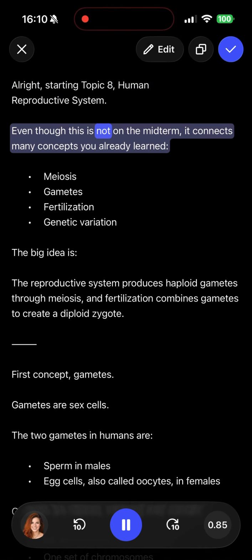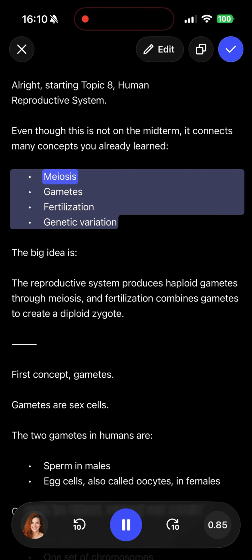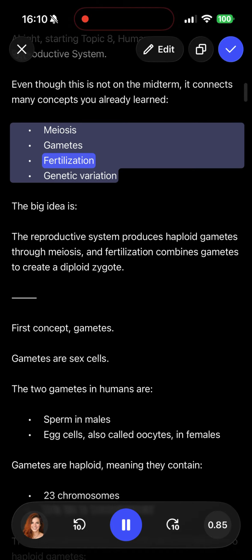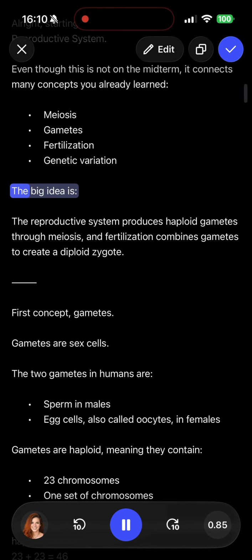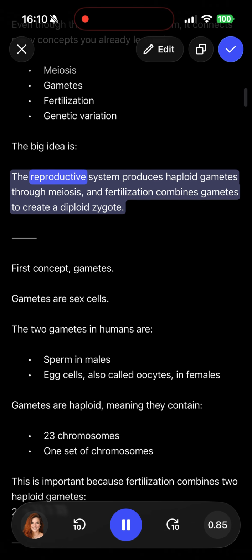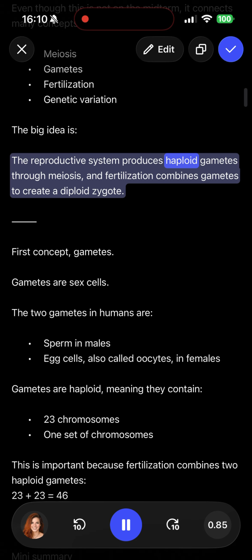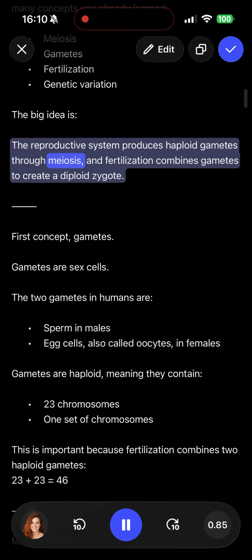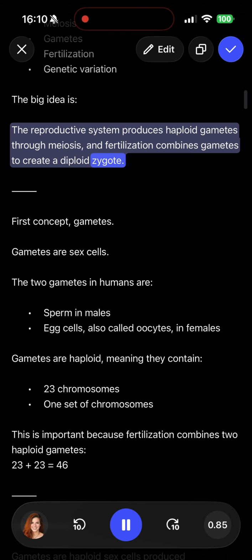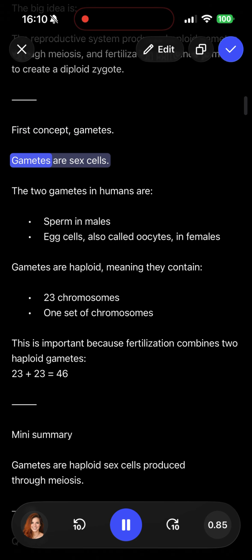Even though this is not on the midterm, it connects many concepts you already learned: meiosis, gametes, fertilization, genetic variation. The big idea is the reproductive system produces haploid gametes through meiosis, and fertilization combines gametes to create a diploid zygote. First concept, gametes. Gametes are sex cells.